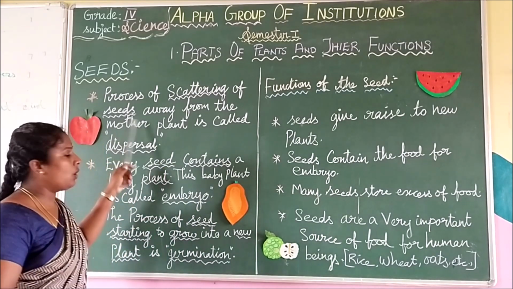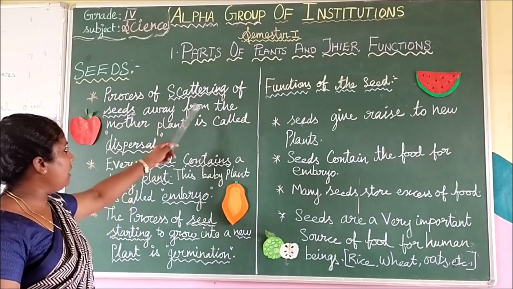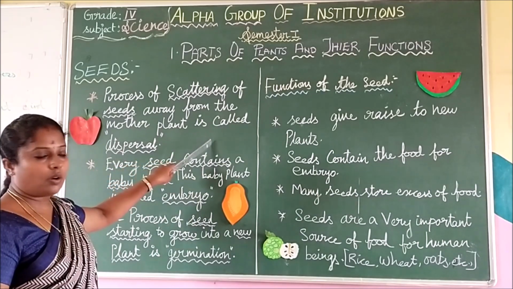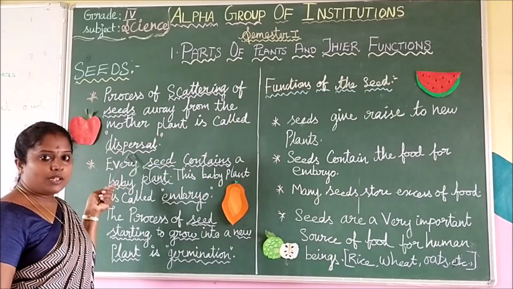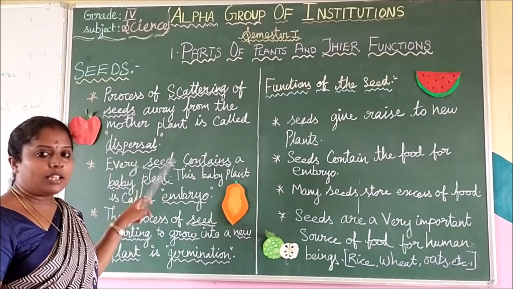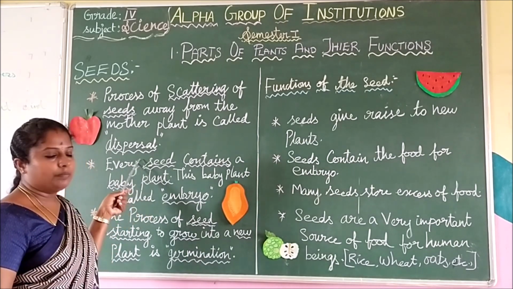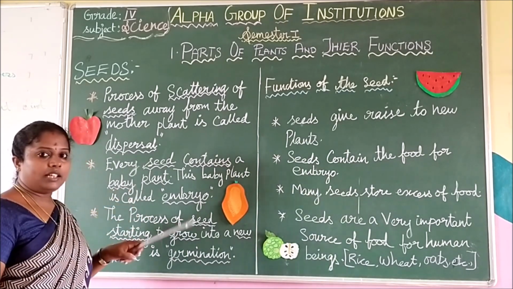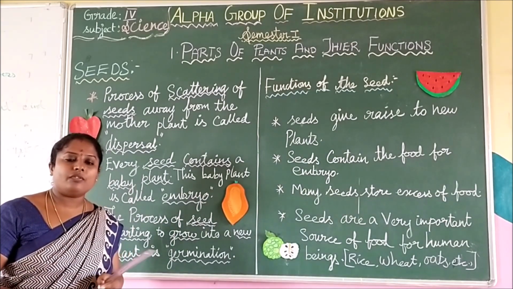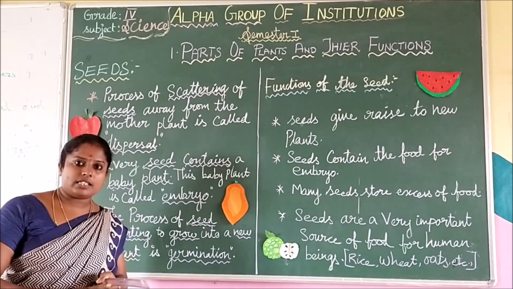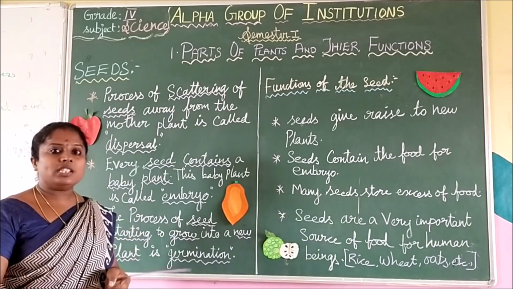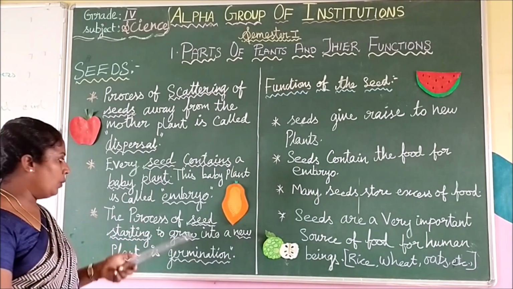So that process of scattering of seeds away from the mother plant is called dispersal. Dispersal means the scattering of seeds away from the mother plant. Next, every seed contains a baby plant. So how are we getting a new plant from a seed? Every seed contains a baby plant. This baby plant is called an embryo.